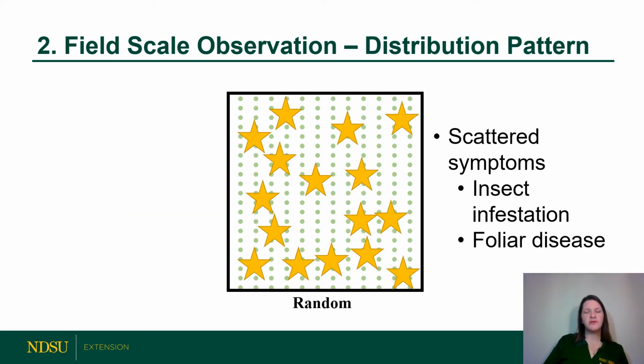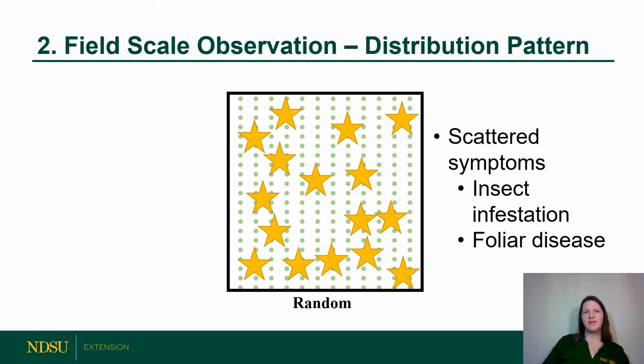The next distribution we have is the random distribution. You can see that the stars, in this mock field, have no rhyme or reason to them; they're just scattered. We have more on the south side than on the north side. These are really scattered symptoms. An example could be insect infestation or a foliar disease, where there is no rhyme or reason. It's just there.